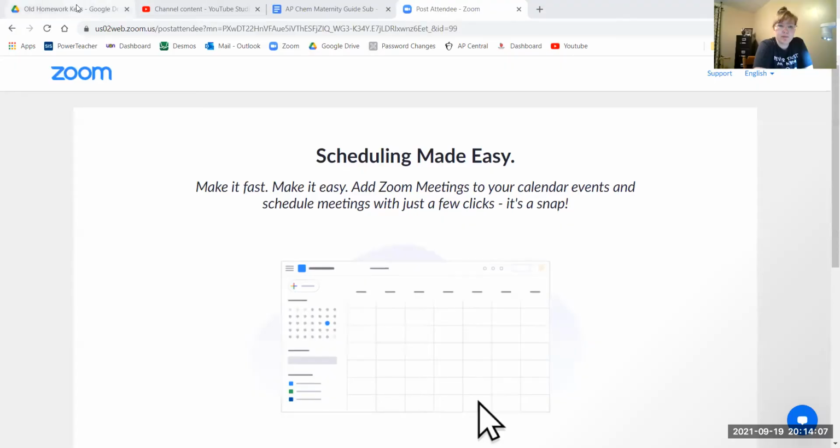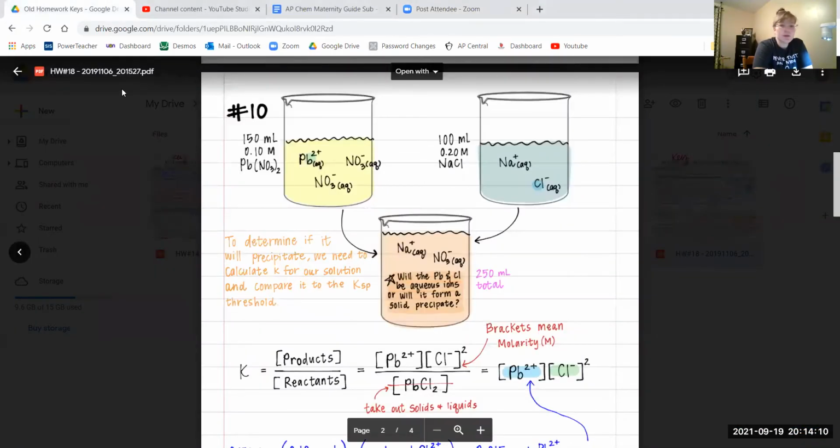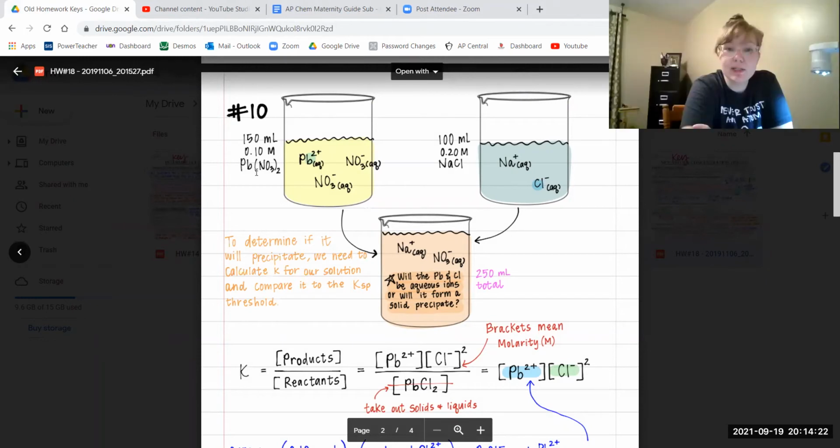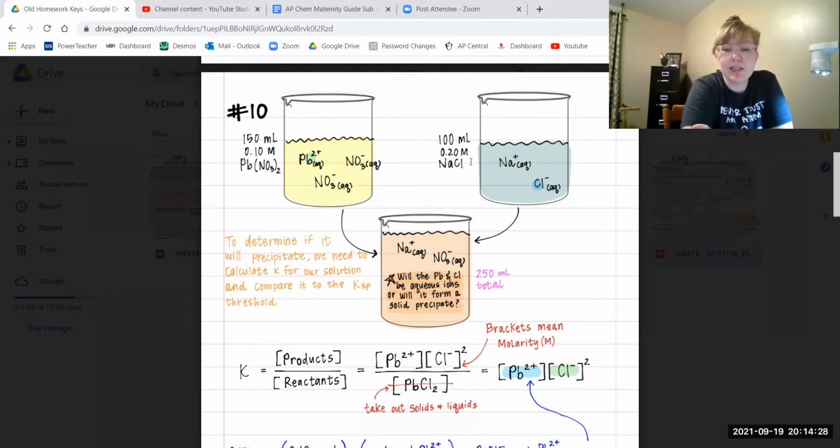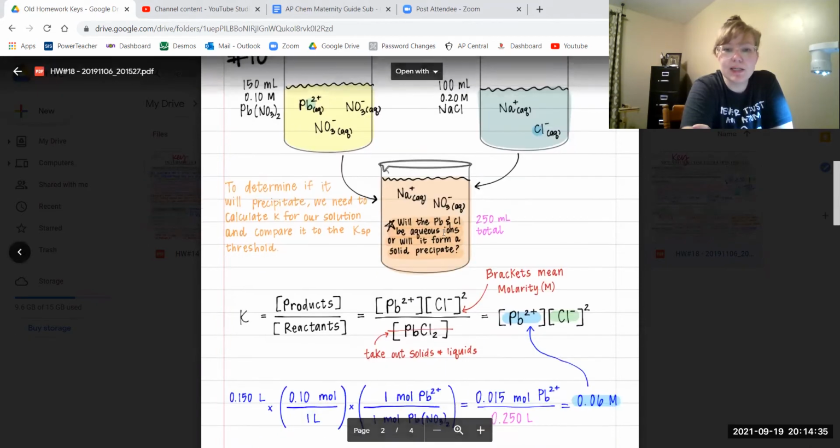Screen share. So this says number 10, but it's actually number 8 that we're doing. So don't worry about that. But it's the same problem, right? 150 milliliters of the PbNO3. I drew it out. That's in 1 beaker. And we had 100 milliliters of the 0.20 molar NaCl. I drew that out. I showed how they mixed.